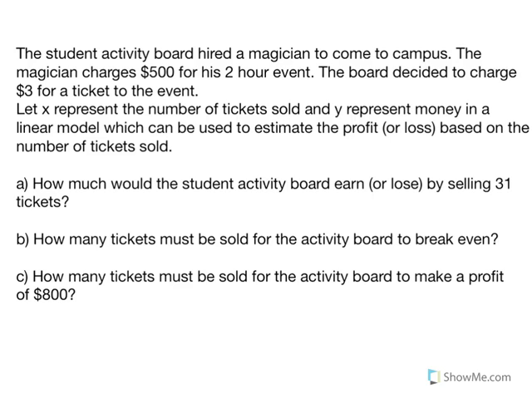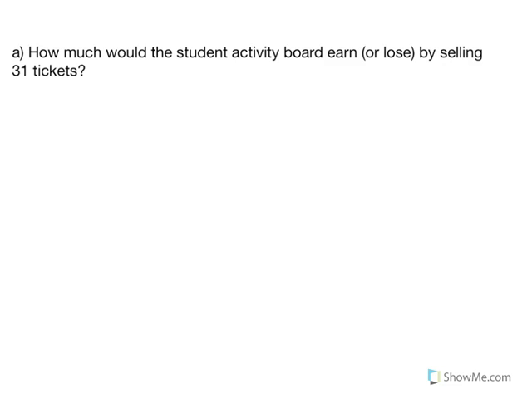We're going to do 3 things with this problem. First, we are going to find how much the Student Activity Board would earn or lose by selling 31 tickets. Then, how many tickets must be sold for the Activity Board to break even? And how many tickets must be sold for the Activity Board to make a profit of $800? Well, before we can even really get into part A, we need to write a linear model.